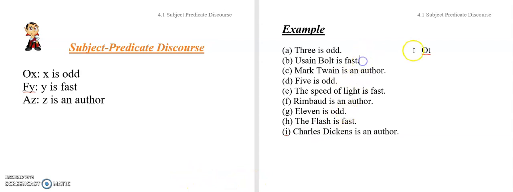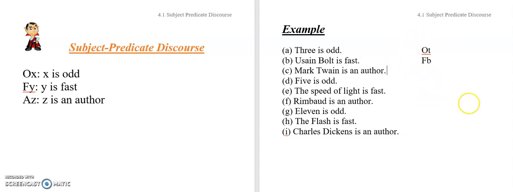Okay, practice makes perfect, and this is just going to build your confidence with this new stuff. And like I said, I want to take it easy at first. So Usain Bolt is fast, so we're going to say FB, where B stands for Usain Bolt. Remember, we cannot use the lowercase u. An individual constant is any lowercase letter a through t, and nothing after that. Certainly not x, y, or z, because those are individual constants.